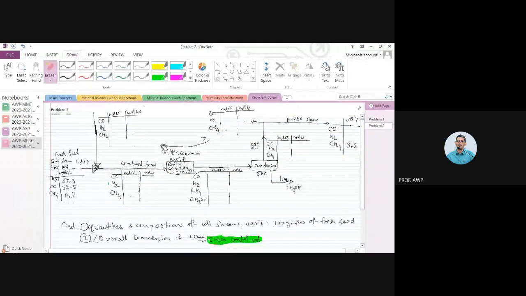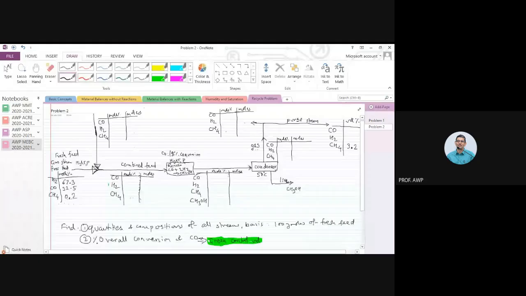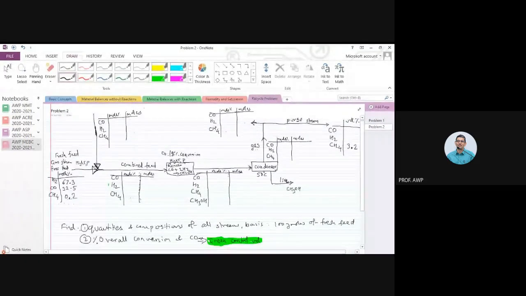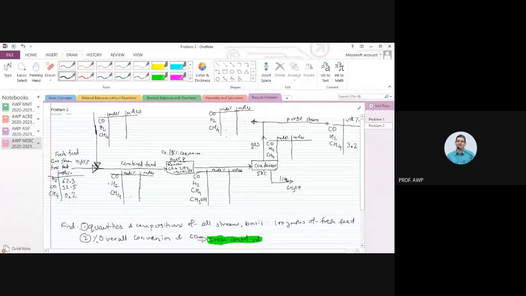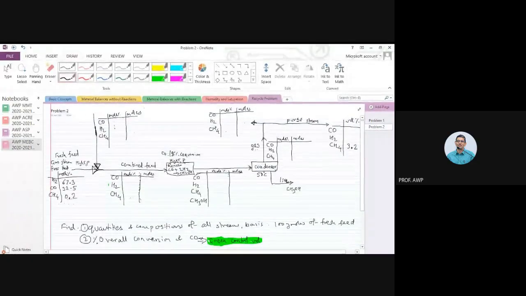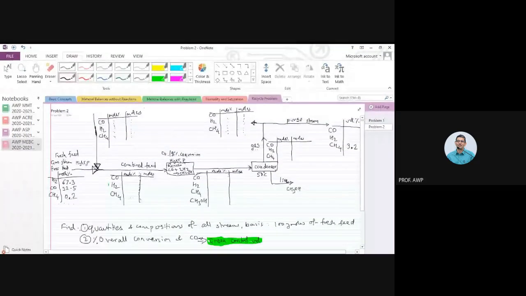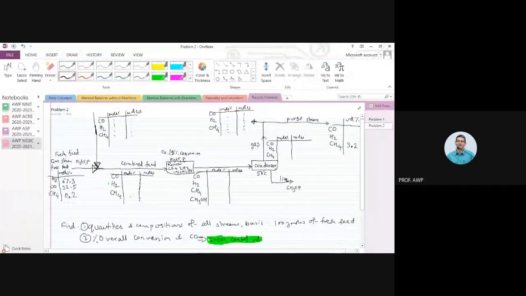Now there is no longer that recycle stream. We have broken that and made it into two streams. One stream mixing with the fresh feed, and one stream which is going out of the plant. Okay. Only condition that we will have to keep in mind at the end, that the quantities and compositions of this stream coming in is the same as the quantities and compositions of the stream going out of this plant.